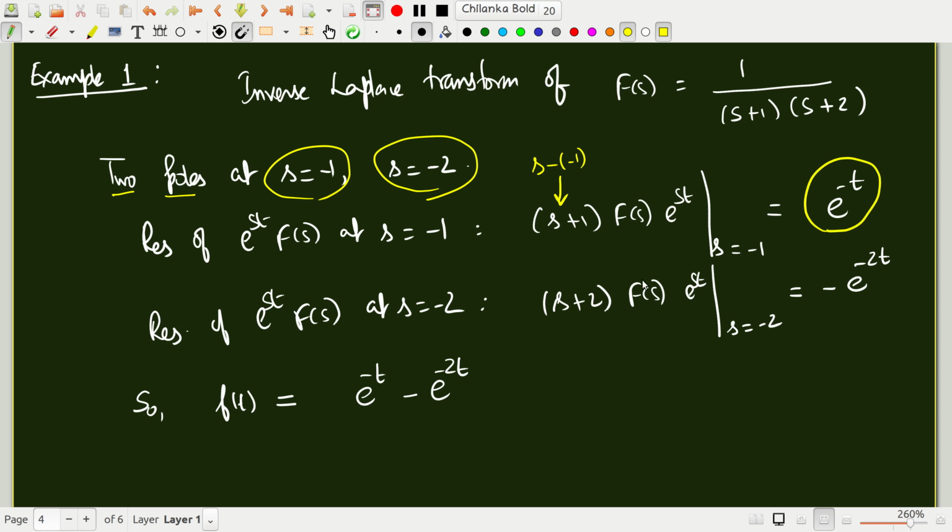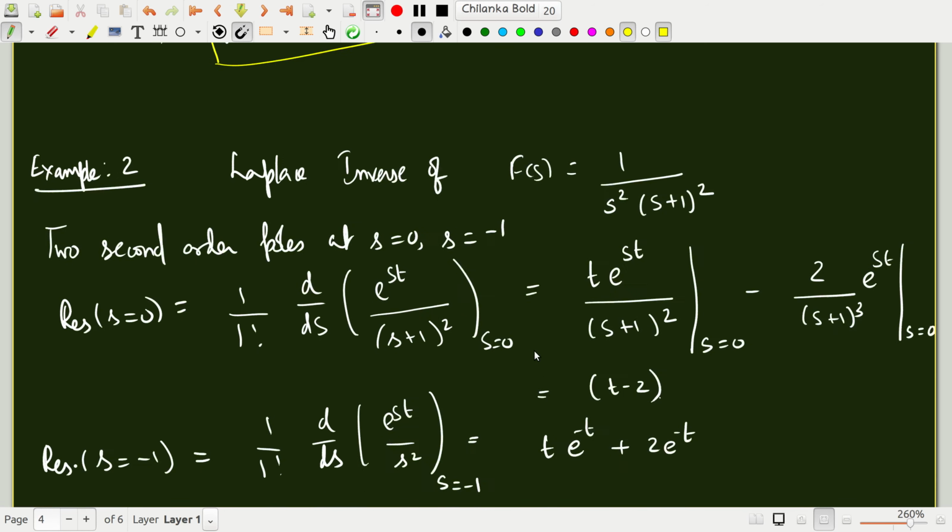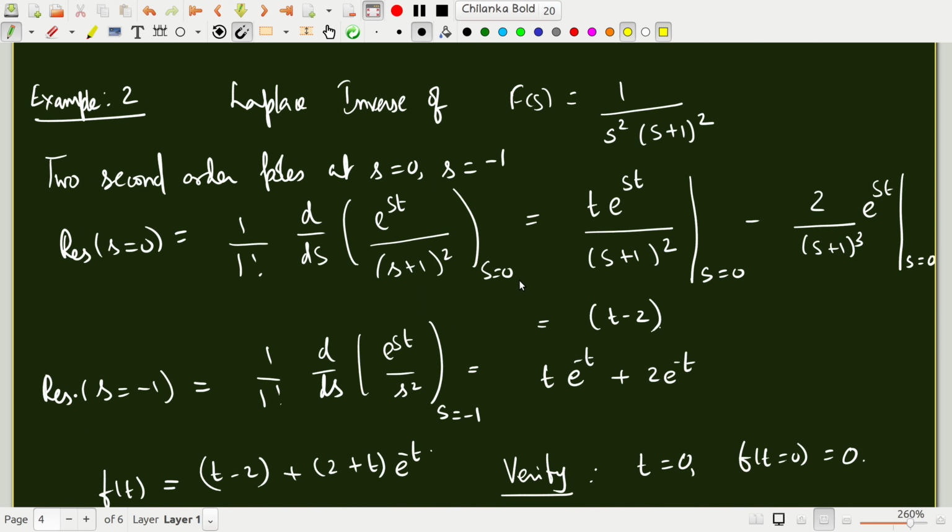Similarly, if I find the residue of e to the st f of s at s is equal to minus 2, again I'll have to multiply it by s plus 2. The s plus 2 will cancel this s plus 2. If I put s is equal to minus 2, I'll get a factor of minus 1, which is what is here. And then if I put s is equal to minus 2, I get e to the minus 2t. So the inverse transform of f of s is simply the sum of all the residues, which is e to the minus t minus e to the minus 2t. Okay, it's that simple, finding the inverse, once you understand the technique of complex or contour integration.